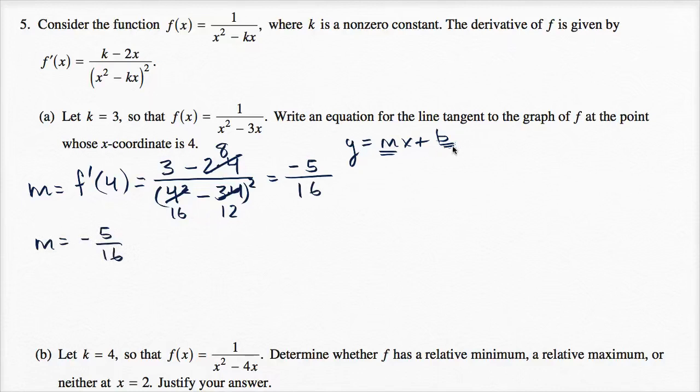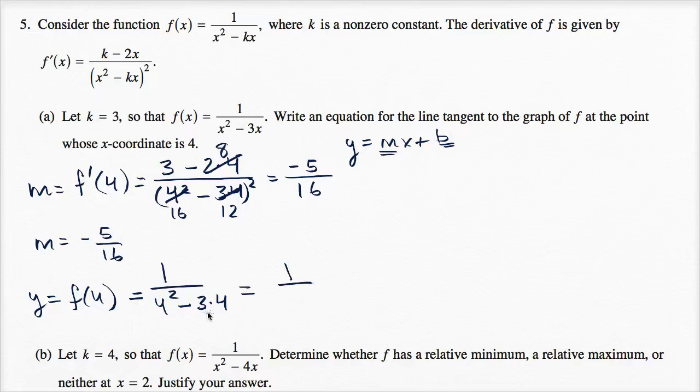So how do we figure out b now? Well, what are the coordinates? When x is equal to 4, what is y going to be equal to? Well, y is equal to f of x. So we know that y on the curve is going to be equal to f of 4. So before we evaluated f prime of 4, now we're going to evaluate y as being f of 4, which is equal to 1 over 4 squared minus 3 times 4. And so that is equal to 1 over 16 minus 12, which is 4. And so this point right here, when x is 4, then y is equal to 1/4.